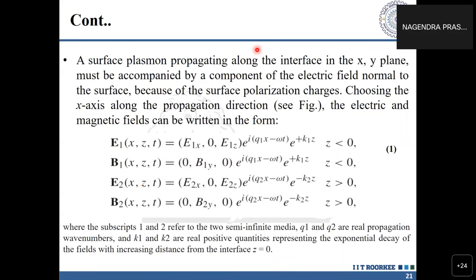A surface plasmon propagating along the interface in the XY plane must be accompanied by a component of electric field normal to the surface because of the surface polarization charge. So one thing you have to keep in mind is that in the case of metals, only a TM polarized wave, transverse magnetic polarized wave, can excite this particular mode. A TM polarized incident wave can excite this SPP mode, surface plasmon polariton mode. If the incident wave is TE polarized, it cannot excite that. But you will wonder what happens in the case of graphene. In graphene, you will see that both TE and TM can excite SPP.